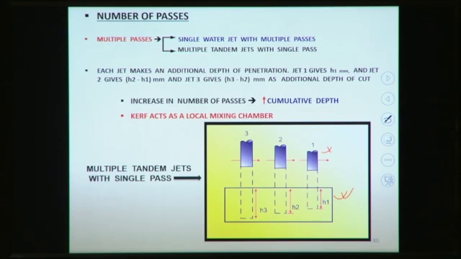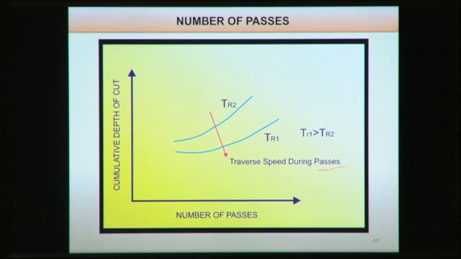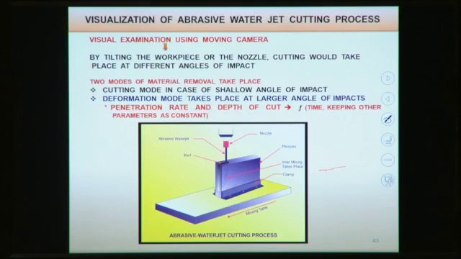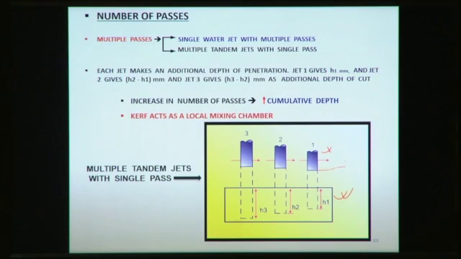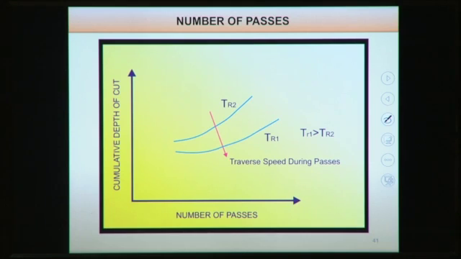Okay. So with the increase in the number of passes, we can see that your depth of indentation increases. Increase in the number of passes, cumulative depth of cut increases. Kerfs act as a local mixing chamber in this case. Okay. So this is the multiple tandem jets with single pass. With the number of passes, cumulative depth of cut also increases.